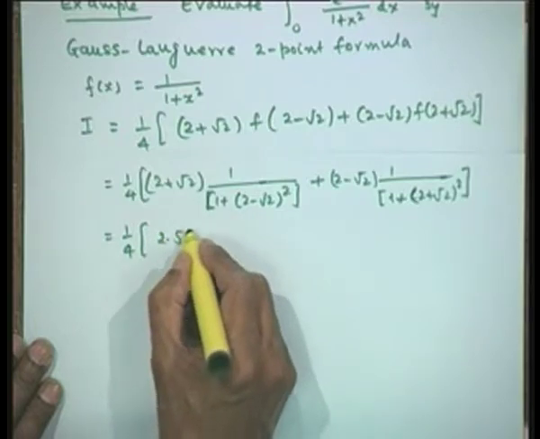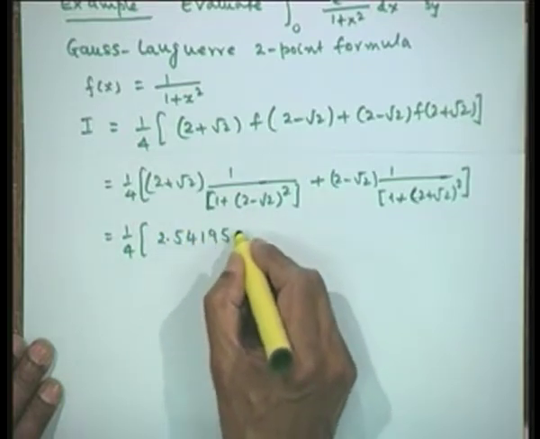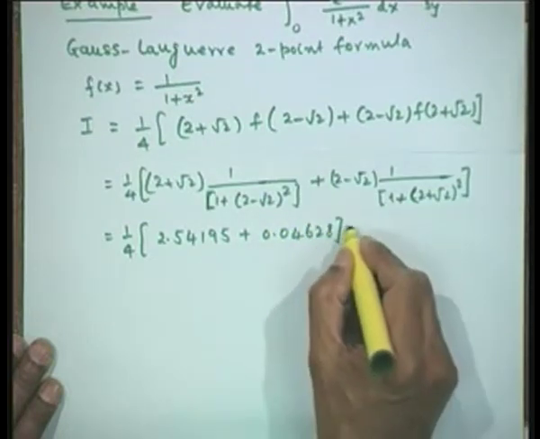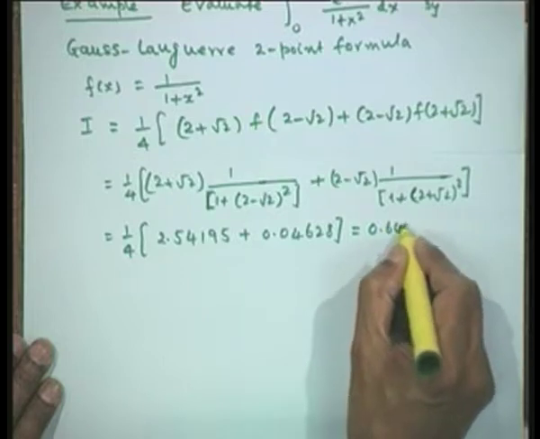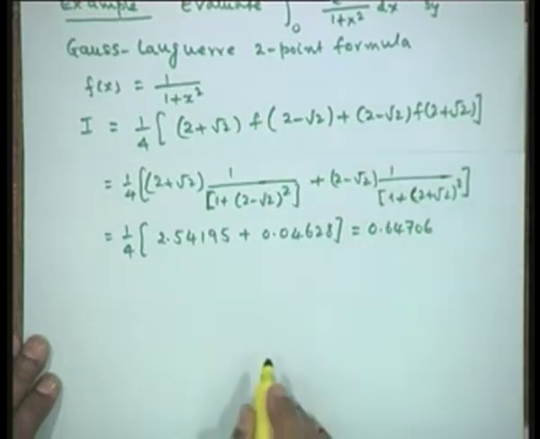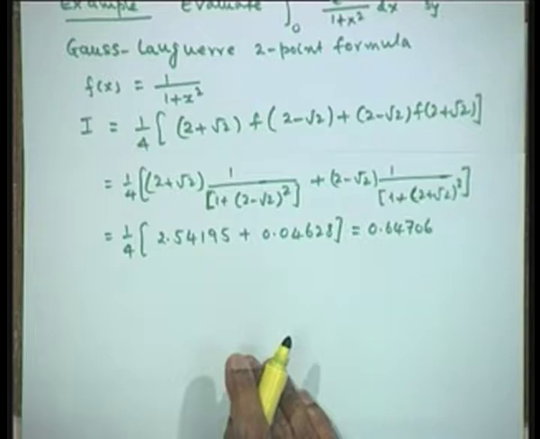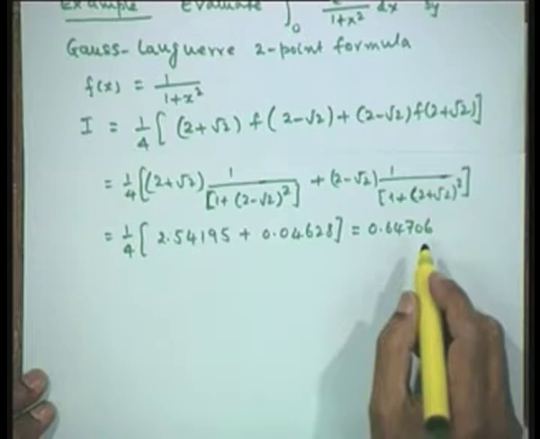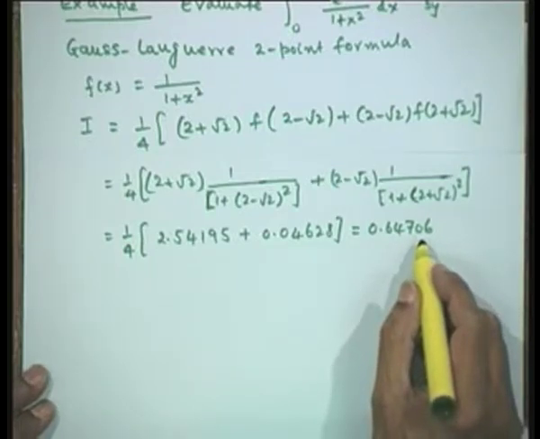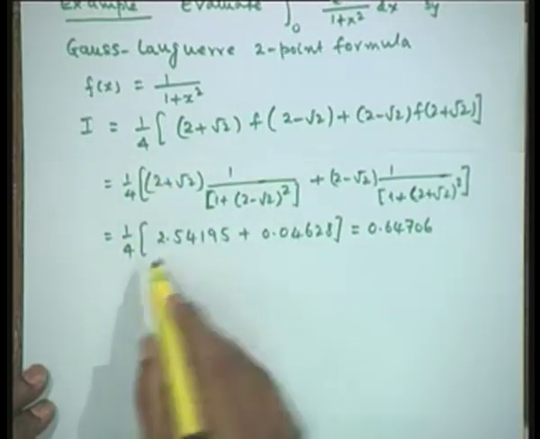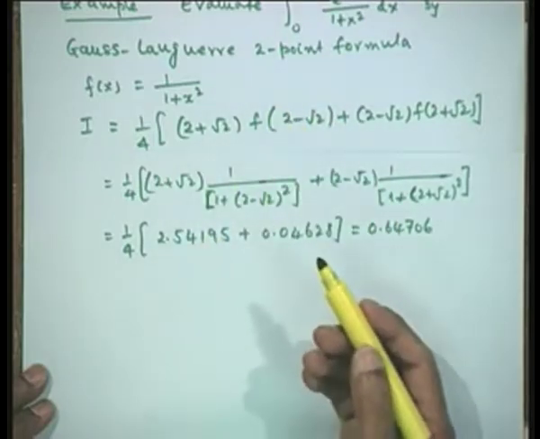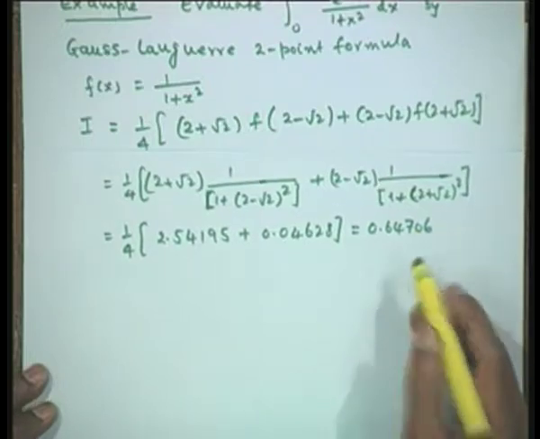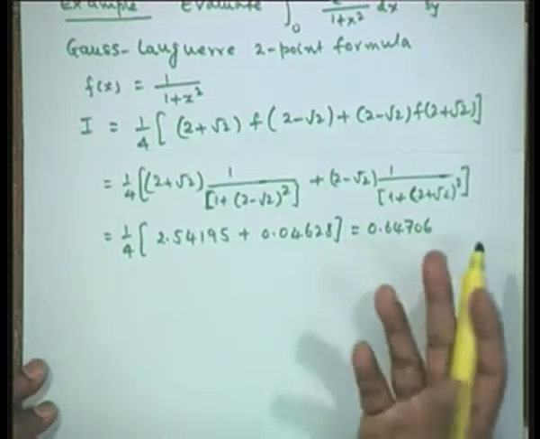This actually comes out to be 1 upon 4 times (2.54145 plus 0.0628), and this is 0.64706. This result may not be of the required accuracy. The computation can be done using the 3 point or the 4 point formulas. The computation can be stopped when the magnitude of the difference of two successive values of the integral is less than the given tolerance.